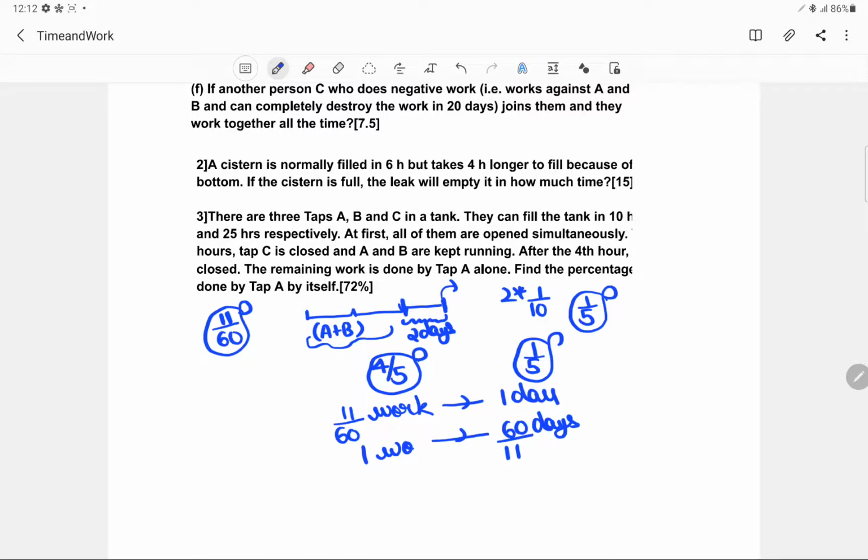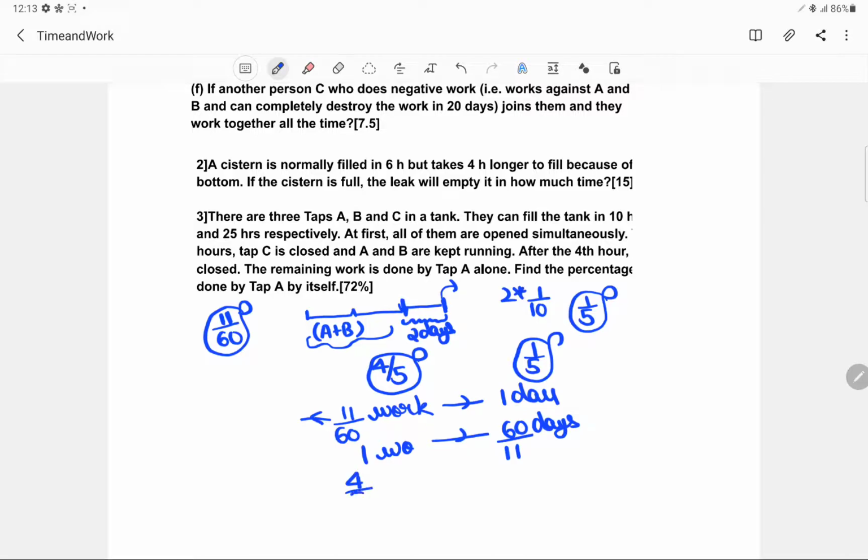Okay, so they'll take it. See, this is something less than 1. I feel that it should be more, so I divided by this quantity and I got this 60 by 11. That is what I was talking about when I was discussing that value less than 1 and value greater than 1. Okay, so one work is done in this.